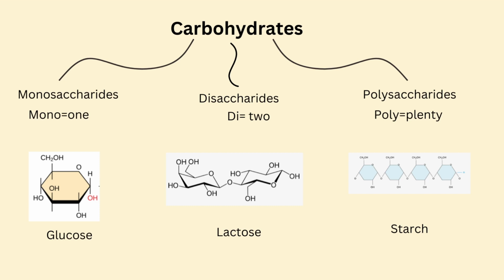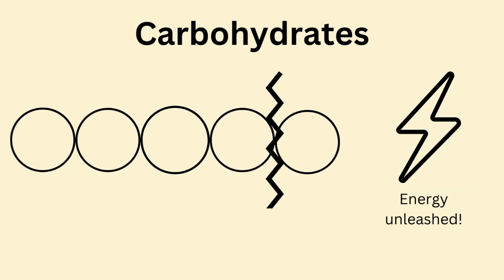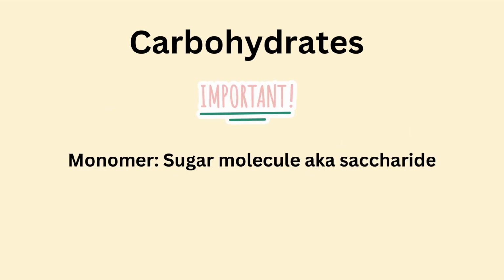Plants will store carbohydrates in the form of starch. Humans store carbohydrates in the form of glycogen. Again, glycogen is simply a large polymer of glucose units. When we need energy, we break down our glycogen into individual glucose units. So it's important to remember the monomer of carbohydrates is a sugar molecule or a saccharide.